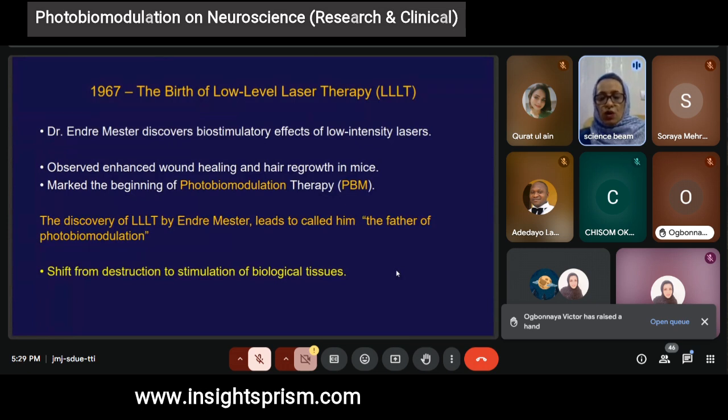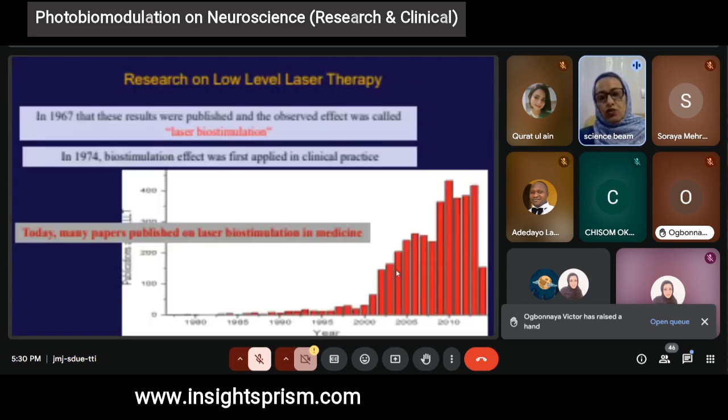Instead of a thermal approach or destructive effect, we find biostimulation results. This observation leads to enhanced wound healing in mice, as you have seen, and to growing applications of this kind of laser. The discovery of low-level laser therapy by Andrew Mester is why he is called the father of photobiomodulation. After the discovery of its application in medicine, the approach switched from destruction to stimulation of biological tissue. I mean that low-level laser therapy is a kind of stimulation of biological tissue.